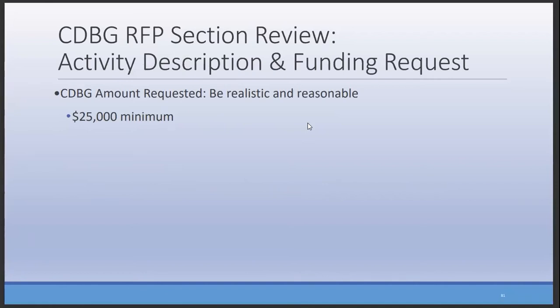The CDBG amount requested for your proposal should be realistic and reasonable and should consider any leverage sources that you anticipate receiving. Given the rigorous compliance obligations your agency must adhere to, should it be funded, CDA has set the minimum CDBG ask at $25,000. If in reviewing your budget for the proposed activity, you deem this amount to be too much, then this is not the right funding source for you.